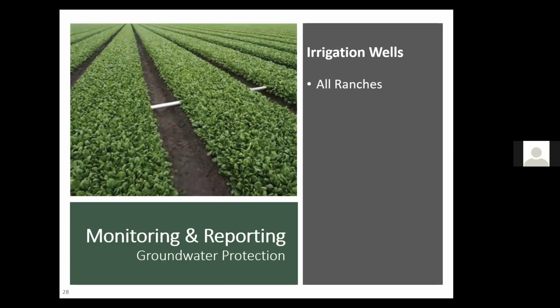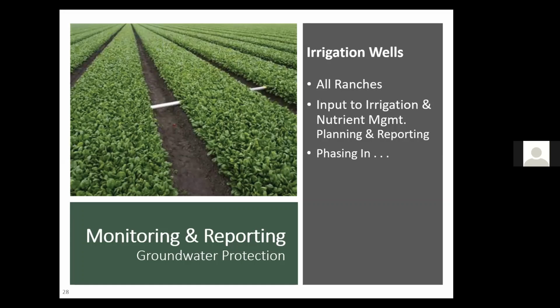All ranches are also required to conduct monitoring and reporting of their irrigation wells, and the monitoring results are incorporated into each ranch's irrigation and nutrient management planning and reporting. When, due to the groundwater phase area that you are in, a grower is required to begin reporting only their total nitrogen applied, then they need to sample only their primary irrigation well.